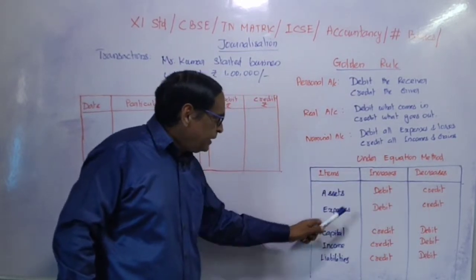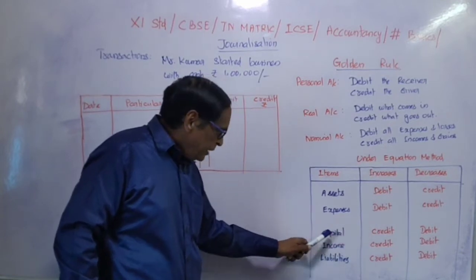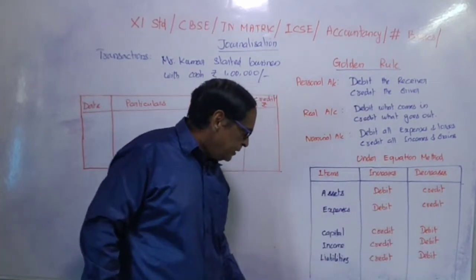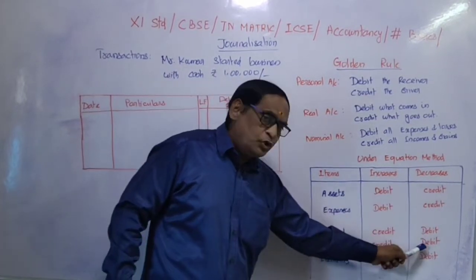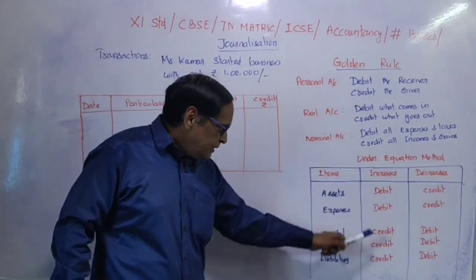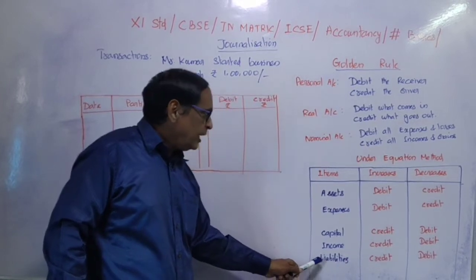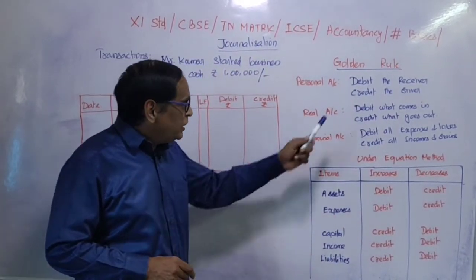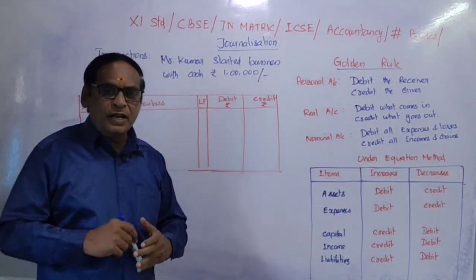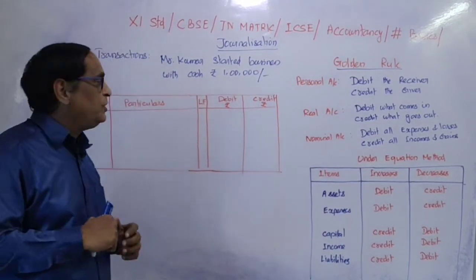And then capital increases, is to be credited. Capital decreases, is to be debited. Income increases, is to be credited. Income decreases, is to be debited. Liabilities increase, is to be credited. And liabilities decrease, is to be debited. So by using these two methods, we will check and we will pass each and every journal entry.